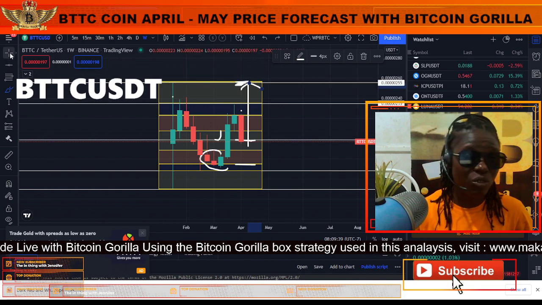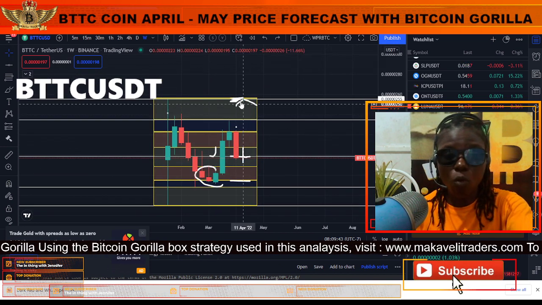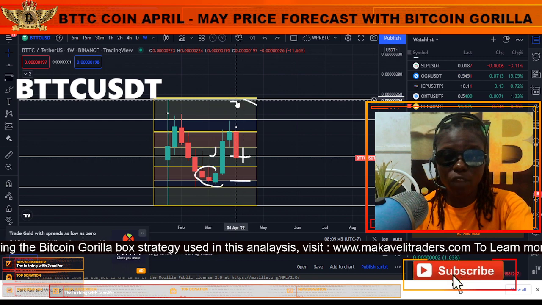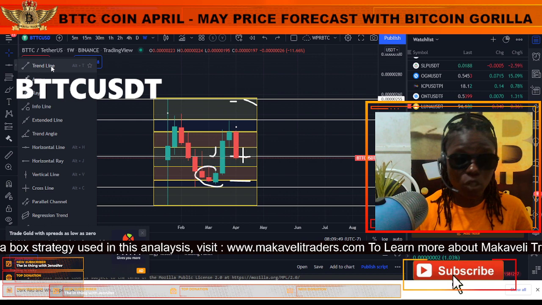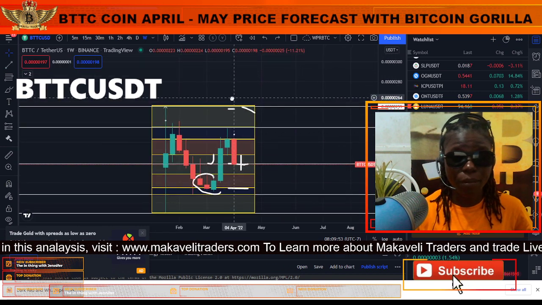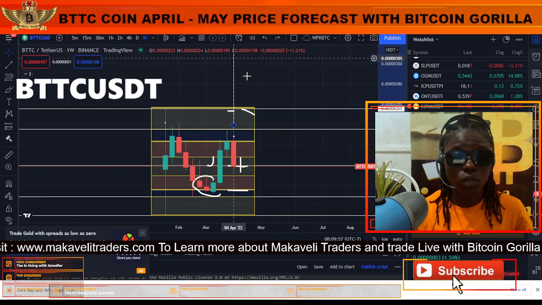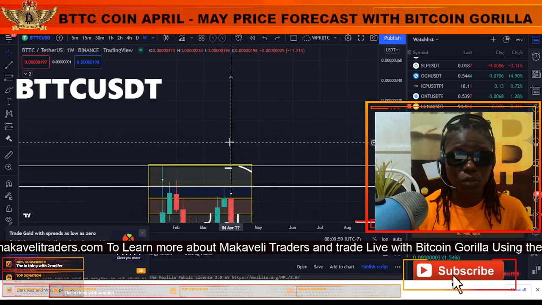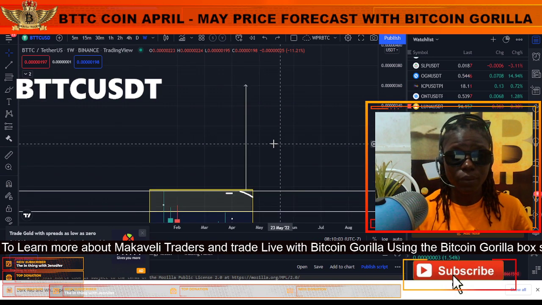So when they get to this point, their target is going to be an equal move of the box, right? An equal move of the first move that formed the box. So this is what I want to do, try to get a measured move of that box. If they make their way out of the box, they're going to get a measured move. So let's see how far that measured move is going to be. The breakout is supposed to happen around here. So this is the measured move.